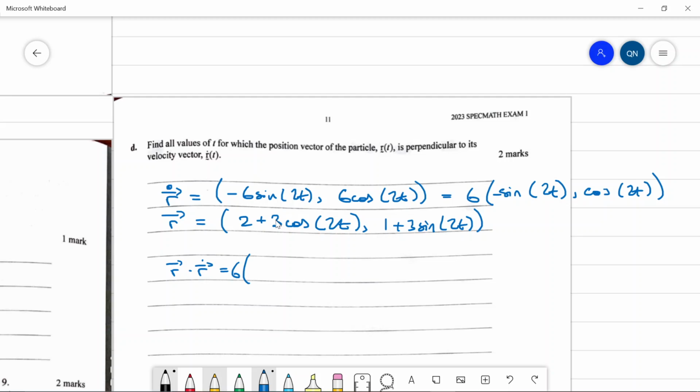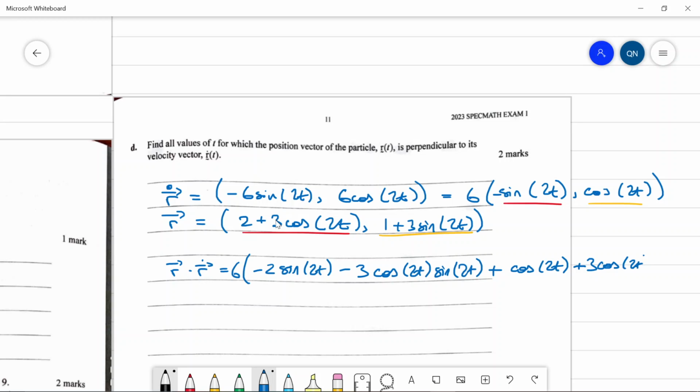And we can just take this one, underline it in red. So red multiplied by this one, and then we'll do the yellow multiplied by the corresponding yellow. Okay, so let's see what that gives us. We get -2 sine of 2t, and then -3 cosine of 2t sine of 2t. So maybe we can use the sine double angle later. And then we take the yellow, multiply it together and add it. So we have a plus cosine of 2t plus 3 cosine of 2t sine of 2t.